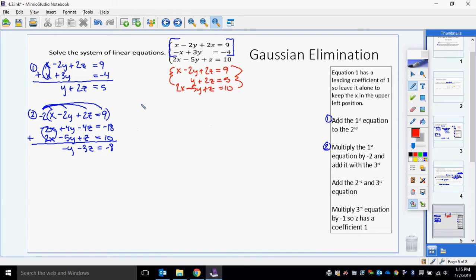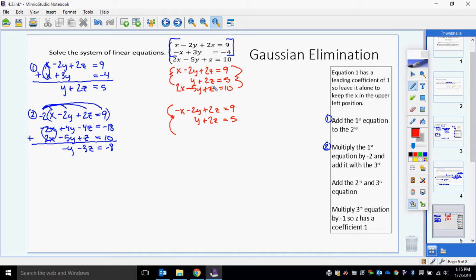Okay, so I'm going to again write my system that I have. Equation 1 has not changed. Yes, I multiplied it by a negative 2, but that was just to eliminate. Okay, so it's still equation 1 like I had before. Equation 2, I didn't touch at all. It's still equation 2.